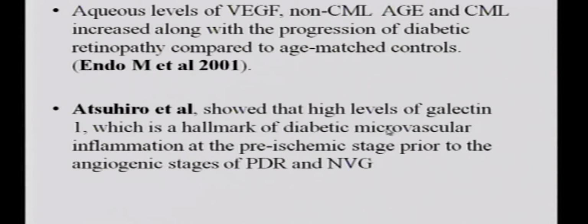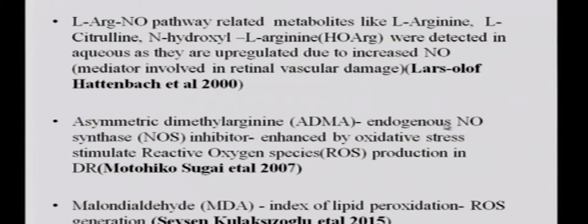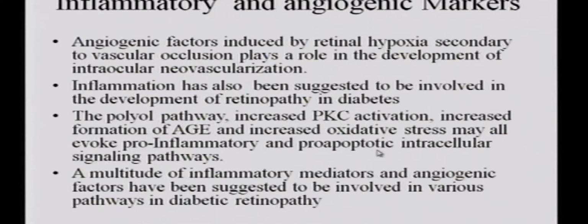And then, as early as in 2001, we know that VEGF and some non-CML and CML are there in diabetic retinopathy. And another thing called galectin will occur even in the pre-ischemic stage, prior to the angiogenic state. This we knew in 2001, and then only the work on VEGF had started. There are certain metabolites, but most of these metabolites work through NOS inhibitors, that is nitric oxide synthase inhibitors, which supply the reactive oxygen species. This is the basic pathogenesis and the oxidative stress.